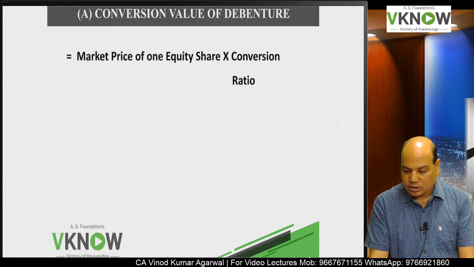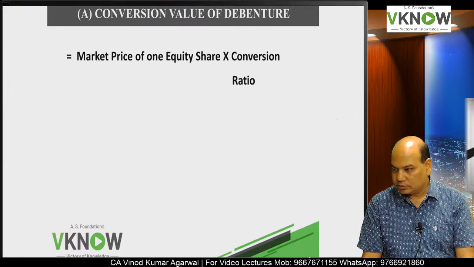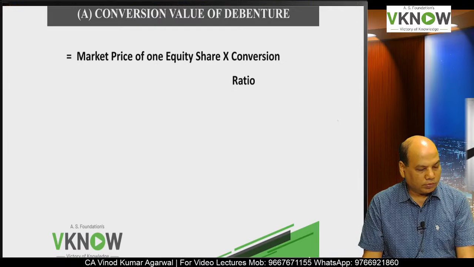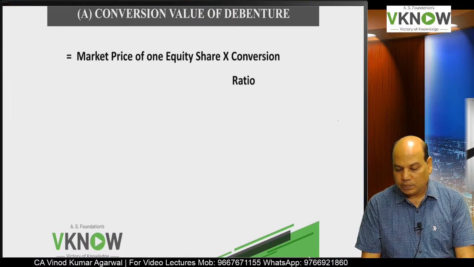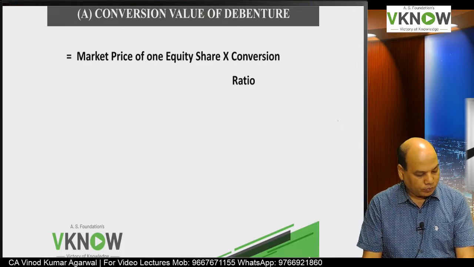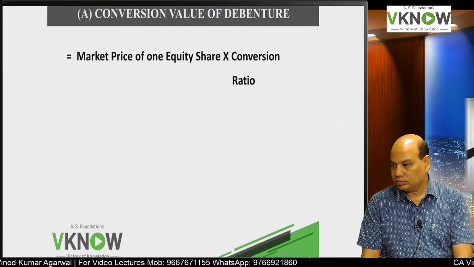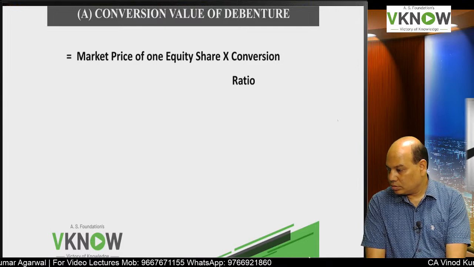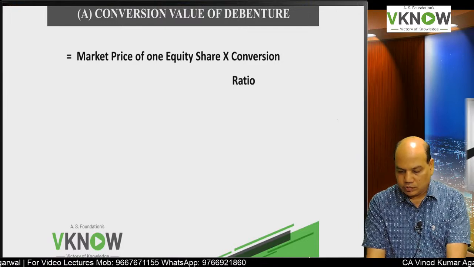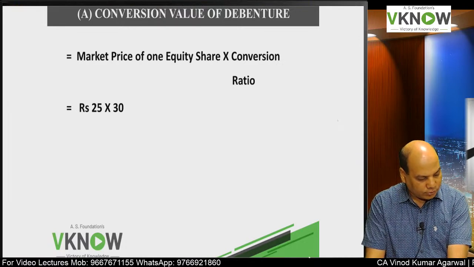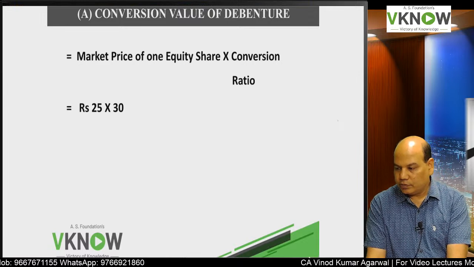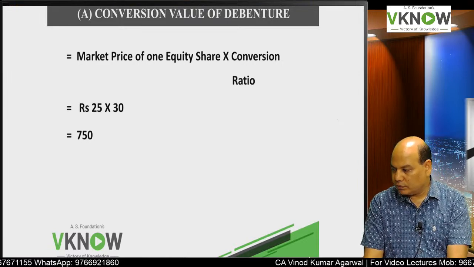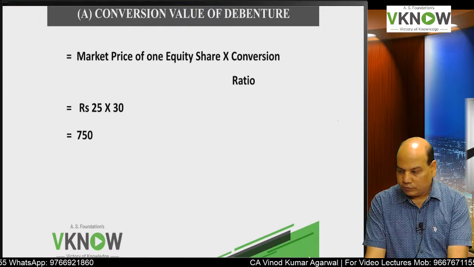So first answer, please write conversion value of debenture. Little fast. Conversion value of debenture is equal to market price of one equity share into conversion ratio. Question in front of you, question number 78. 25 rupees into 30. 25 into 30 is 750. 750 is right.